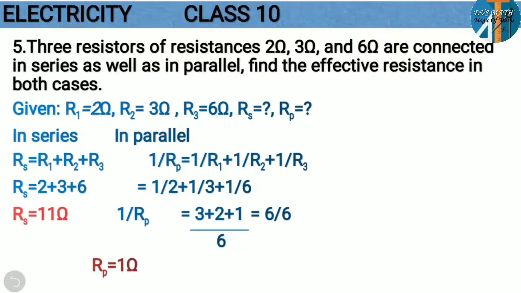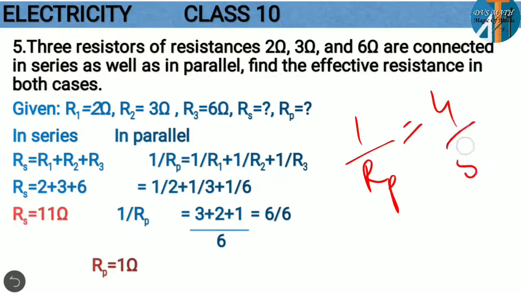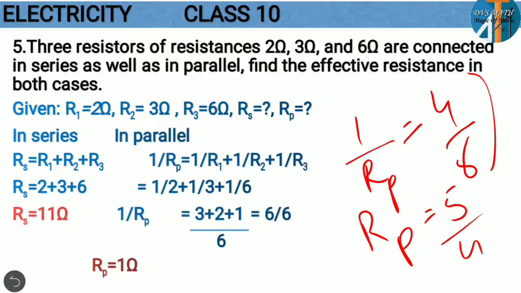So now for example, if I consider 1 by RP is equal to 4 by 5, just 4 by 5. So now you need to find RP. At that time just interchange, 5 by 4. So here the numerator and denominator are the same, so if you change it there is no difference. So 6 by 6, what is the value of 6 by 6? 1. So here the effective resistance when connected in parallel is 1 ohm.